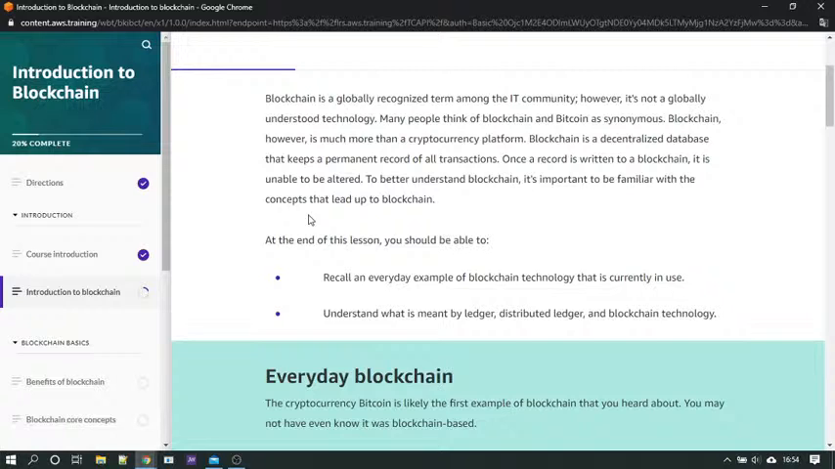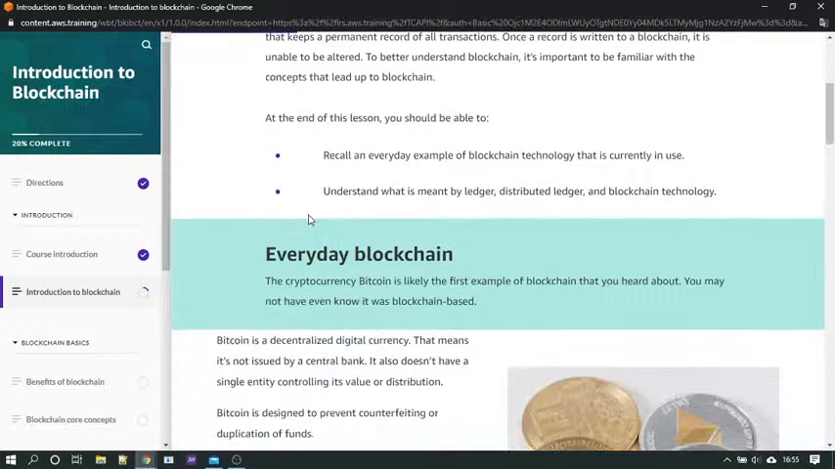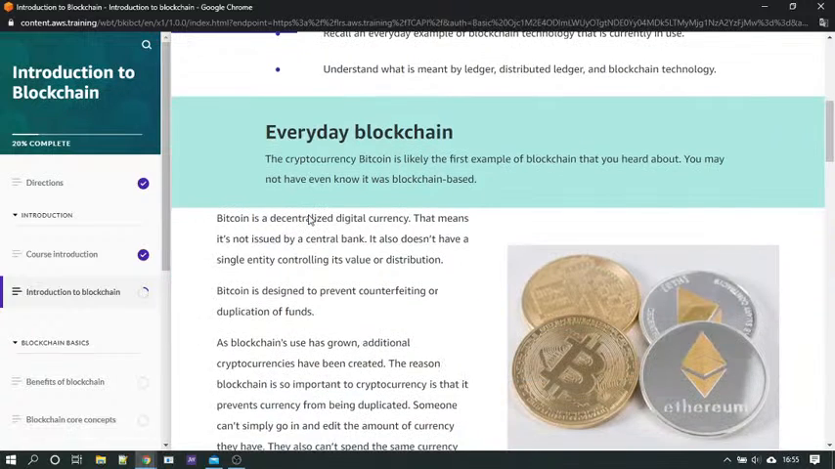To better understand blockchain, it's important to be familiar with the concepts that lead up to blockchain. At the end of this lesson, you should be able to recall an everyday example of blockchain technology that is currently in use. Understand what is meant by ledger, distributed ledger, and blockchain technology.